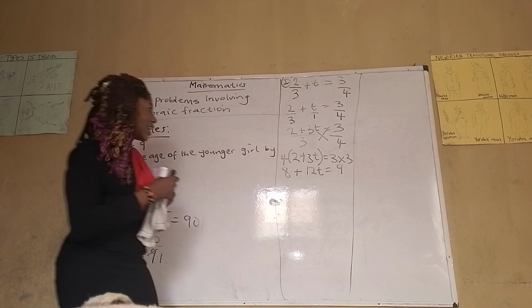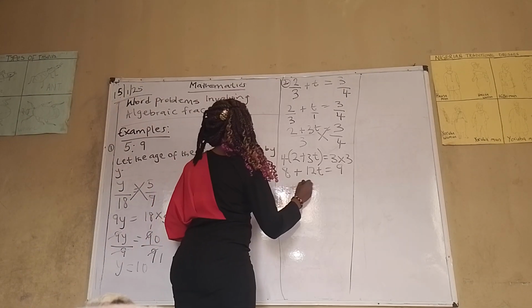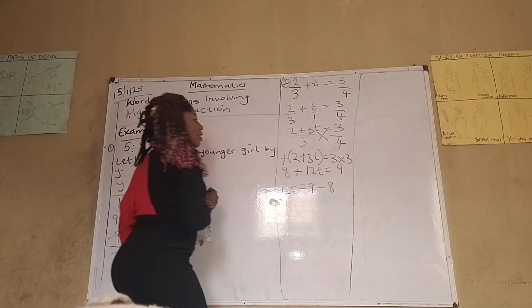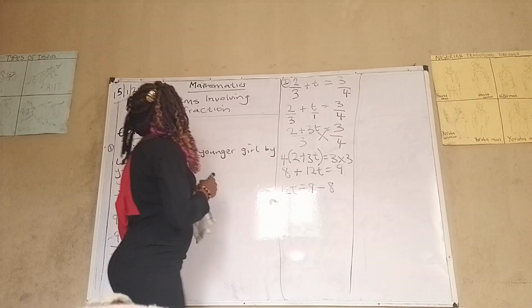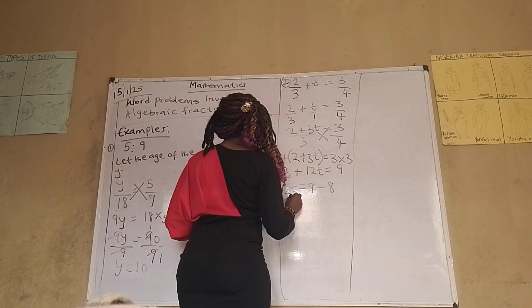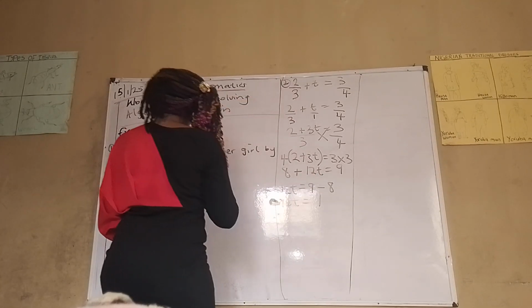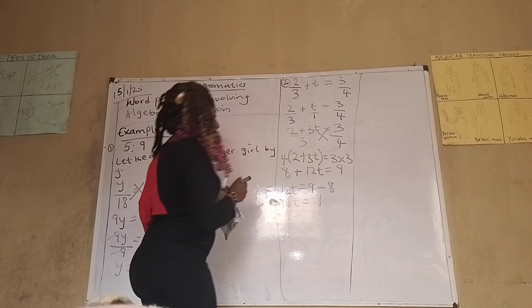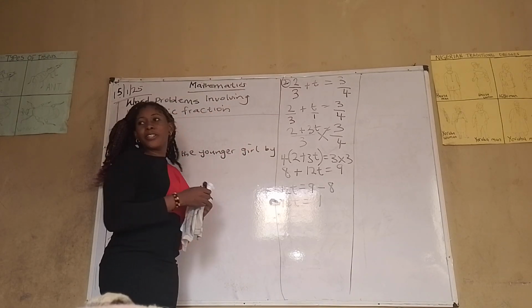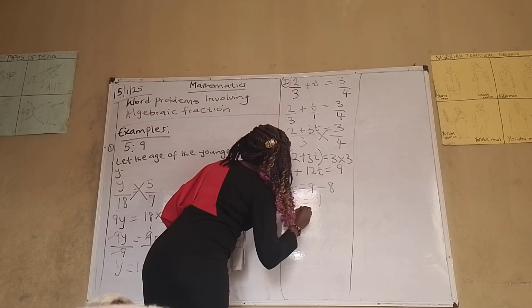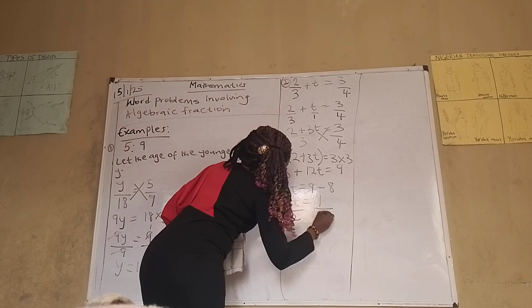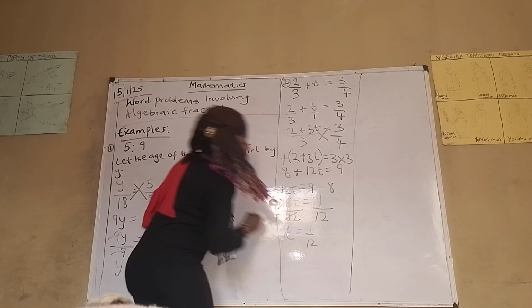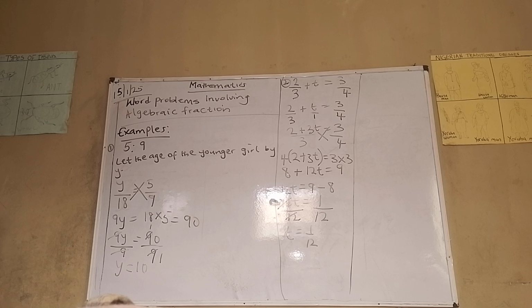We collect like terms. So we have 12t is equal to 9 minus 8. Is that not so? So we have 12t equals 1. So what do we do? We divide by the coefficient of t, which is 12. When 12 cancels 12, t will remain as 1/12. Is it clear? Okay.